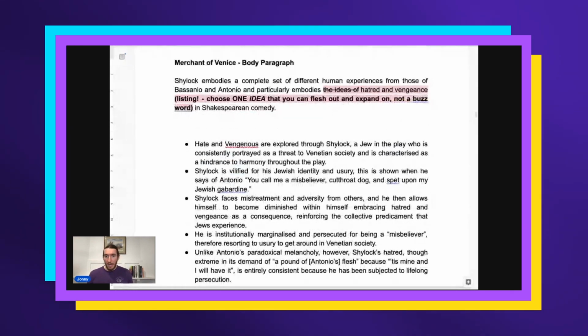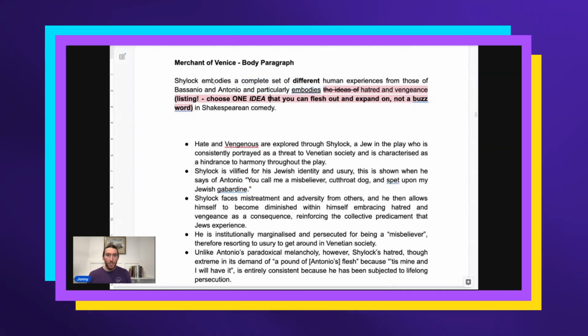So if we're going to say it embodies hatred and vengeance, I don't really want either of those. I want you to tell me something about it, right? You've said here it embodies a complete set of different human. Do you mean inconsistent? Different is problematic as well. If we go back, I don't know about a complete set. I think you've also used embodies twice.